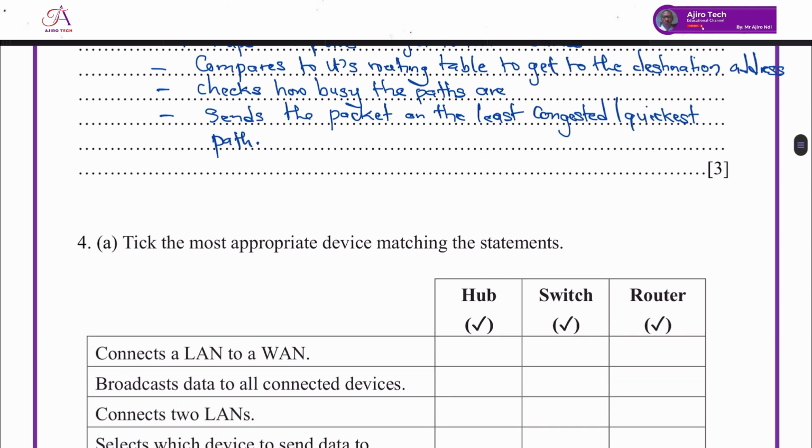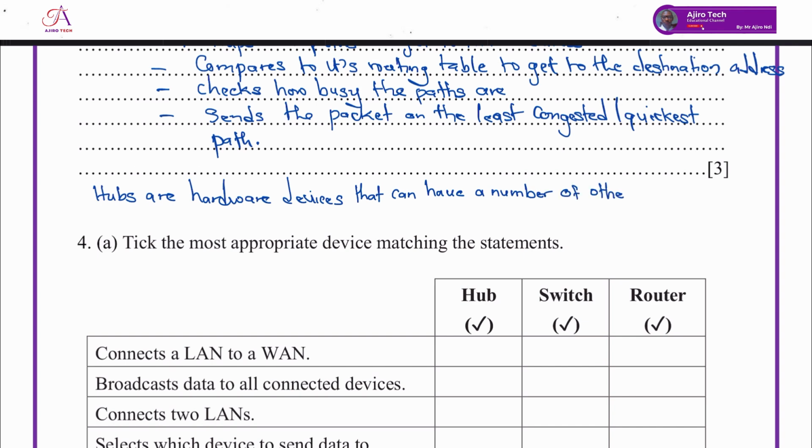I think I have a space here to write the hub. Okay, so let's talk about hub. So what's a hub? Hubs are hardware devices that can have a number of other devices connected to them. So they can have a number of devices connected to them, which is one thing that is similar about the hub and switch.